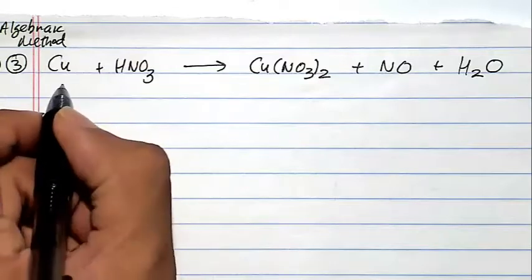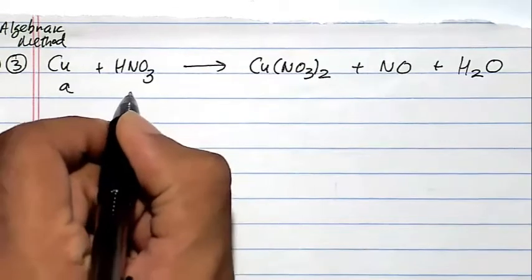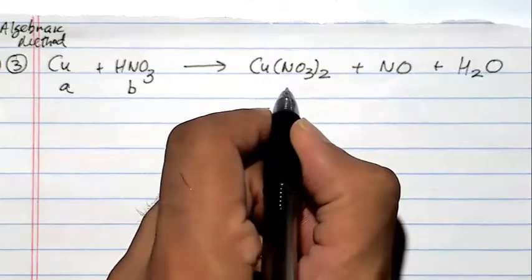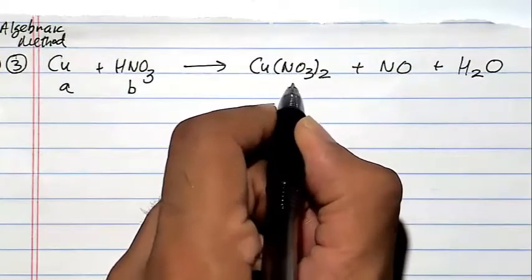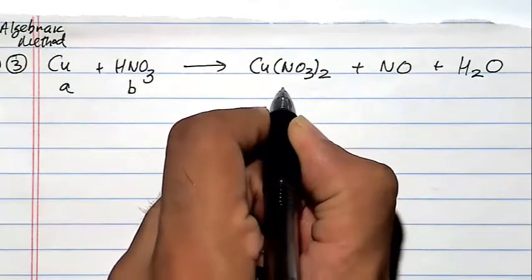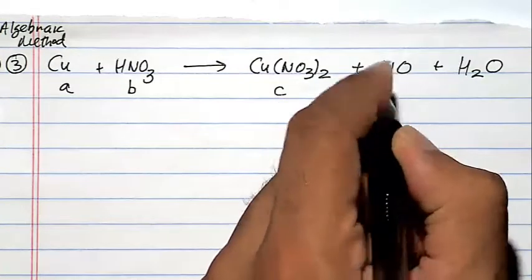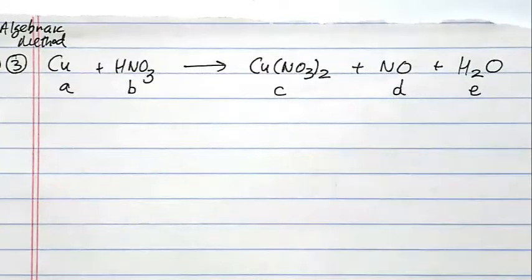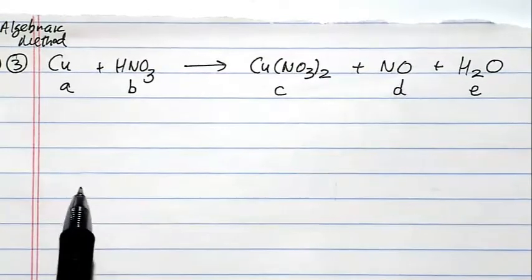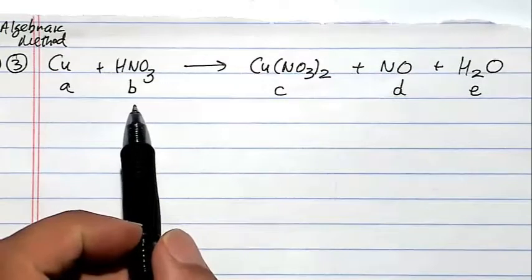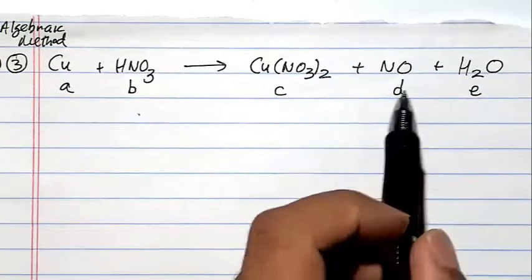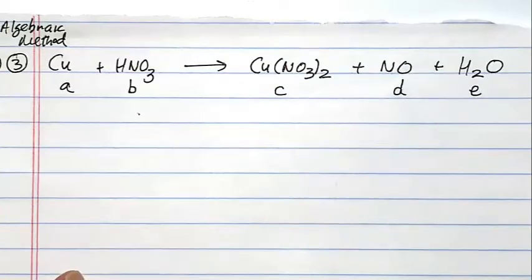So I'm going to call copper A, I'm going to call HNO3 B, I'm going to call Cu(NO3)2, copper nitrate, C, I'm going to call this nitrogen monoxide D, and I'm going to call water E. So copper is A, HNO3, nitric acid, is B, Cu(NO3)2, copper nitrate, is C, NO is D, and water is E.